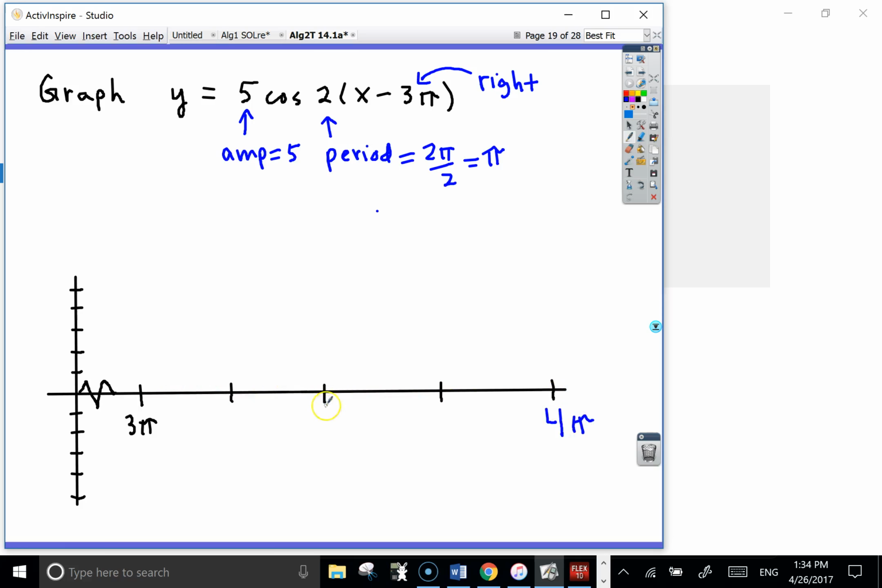All right, this will be 3.5 pi in the middle. I'm not even going to show that. Okay, the amplitude is 5, so it's going to go between 5 and negative 5. And that's it. It's a cosine function, so it starts at its maximum. It goes to 0, to its minimum, back to 0, to its maximum.